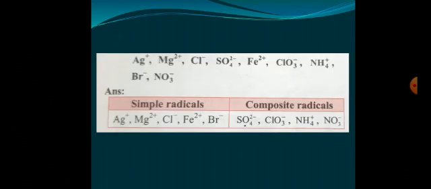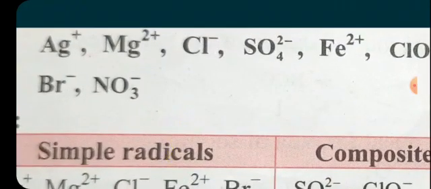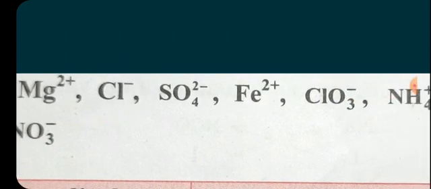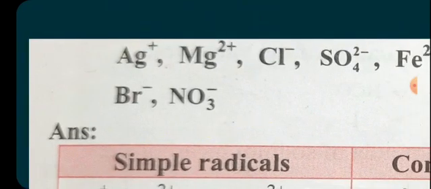Now let us study simple radicals and composite radicals. Monoatomic radicals are called simple radicals, and when a radical is a group of atoms carrying a charge, then it is called a composite radical. Ag+ is a simple radical because it is a monoatomic radical. So monoatomic radicals are Ag+, Mg2+, Cl minus, then Fe2+ and Br minus. These are all simple radicals because they are monoatomic radicals.